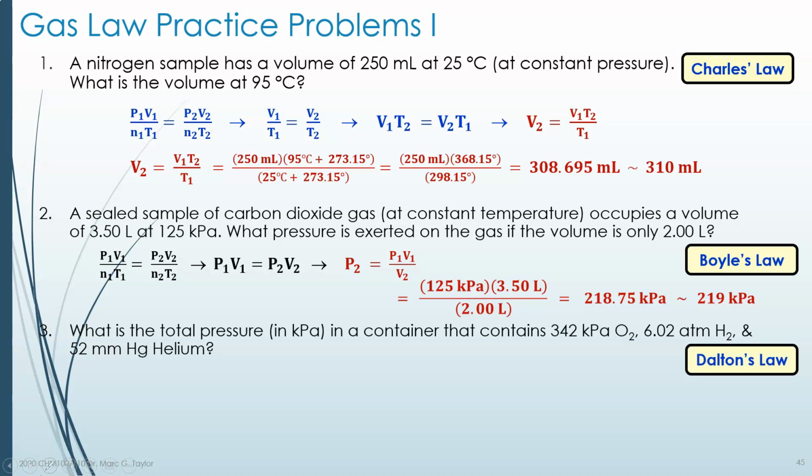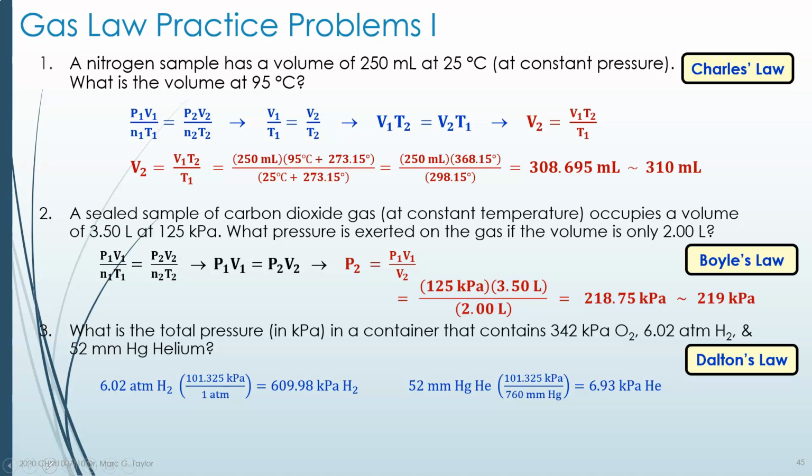So first we have to convert each of the gas pressures to the same unit of pressure, and since we're asked for total pressure in kilopascals, that's the unit we're going to use. So first we need to convert the 6.02 atmospheres of hydrogen and the 52 millimeters of mercury of helium. And we can do that as shown in blue here.